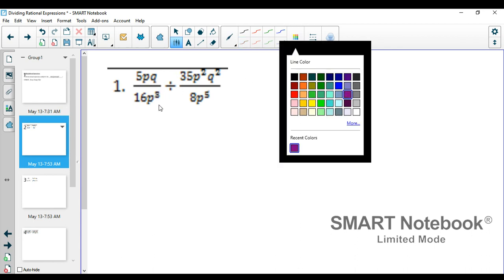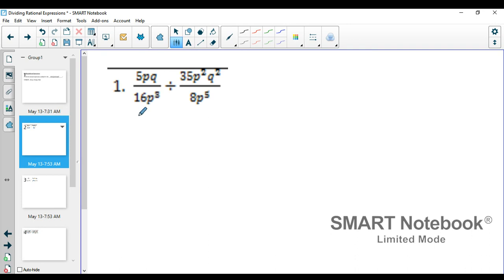5pq over 16p cubed divided by 35p squared q squared over 8p to the fifth. So keep, change, flip. We're going to keep 5pq over 16p cubed. Keep that one. Change division to multiplication, and then flip this one over. So we have 8p to the fifth over 35p squared q squared.